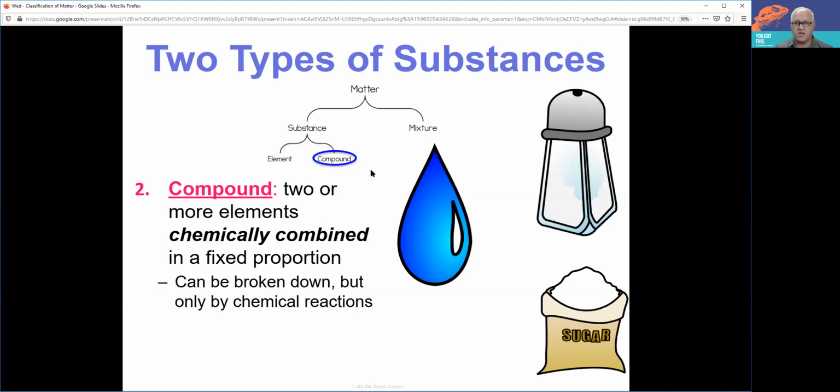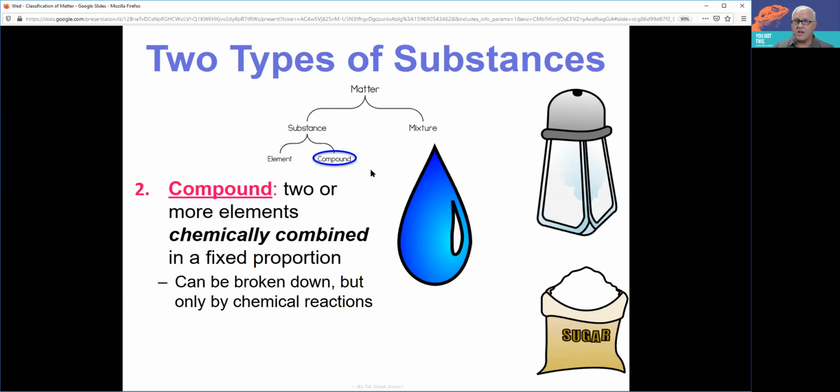So for example, we talked about salt. It's sodium, which is a soft metal, and chlorine, which is a liquid. When those two come together, a chemical reaction occurs, and they now become salt.